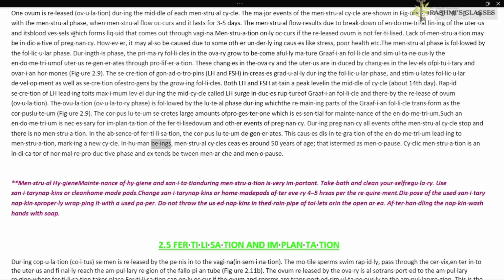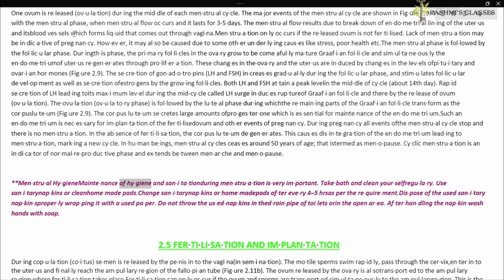In human beings, the menstrual cycle ceases around 50 years of age, that is termed as menopause. Cyclic menstruation is an indicator of the normal reproductive phase and extends between menarche and menopause.